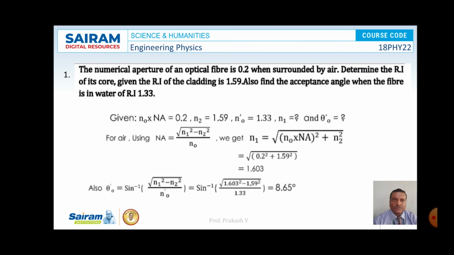Further, theta naught is written as sin inverse of square root of n1 square minus n2 square by n0, that is equal to sin inverse of square root of 1.602 whole square minus 1.59 whole square divided by 1.33. So if we keep the fiber in water, the refractive index of water is taken as 1.33, and on simplification, the value of theta naught is observed to be 8.65 degrees. So this is the solution for this given problem.